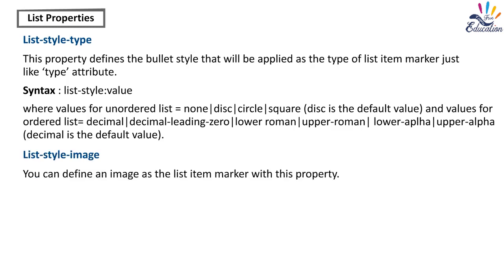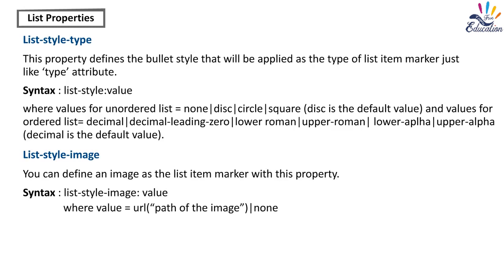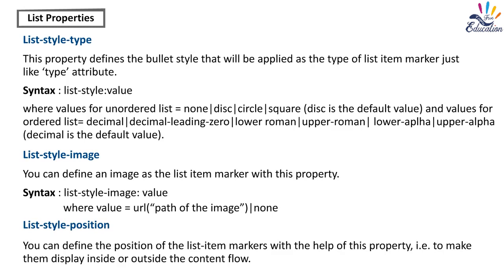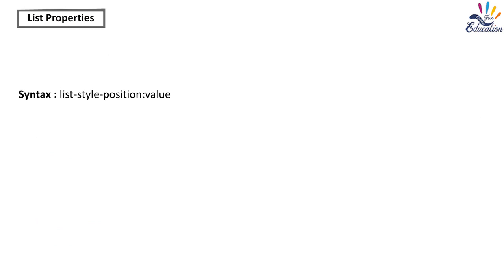List style image. You can define an image as the list item marker with this property. Syntax. List style image value, where value is the URL path of the image or none. List style position. You can define the position of the list item markers with the help of this property, that is, to make them display inside or outside the content flow. Syntax. List style position value, where value is inside or outside.